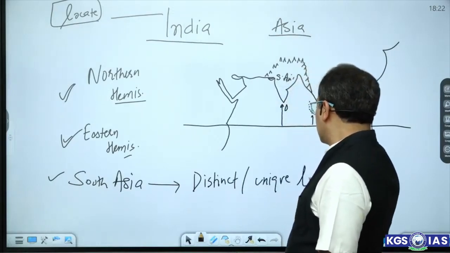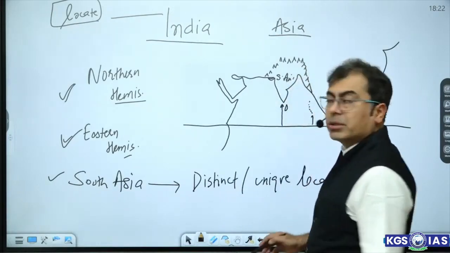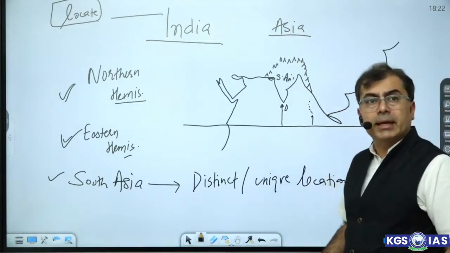unique location. So what is distinct and unique about it? Let us look at this. What is distinct or unique?